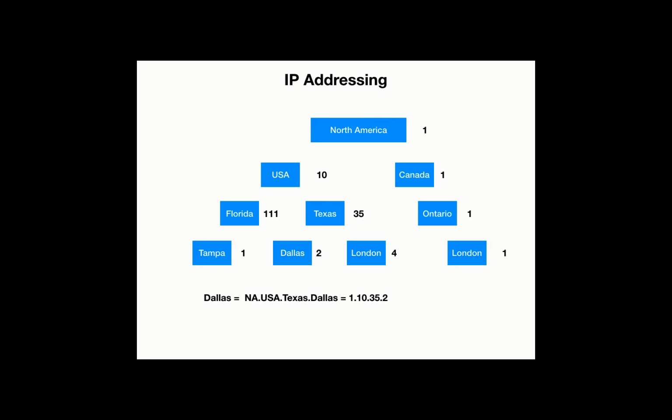Now, if we have to identify Dallas this way, we get the code for North America, that's 1, 10 for USA, 35 for Texas, and 2 for Dallas. Same way, all the numbers will stay the same, but for London, the number becomes 4. And IP addressing pretty much works in exactly the same way. So London, Ontario is going to be 1.1.1.1.